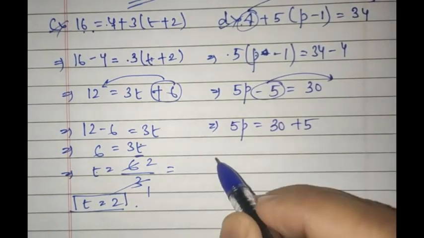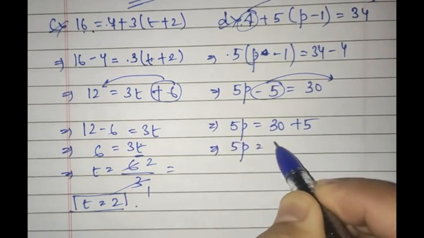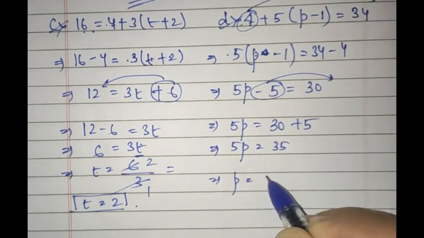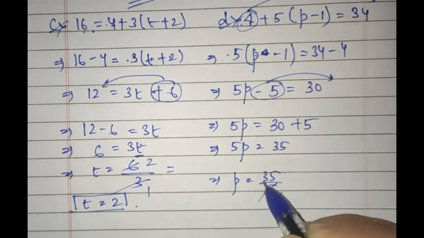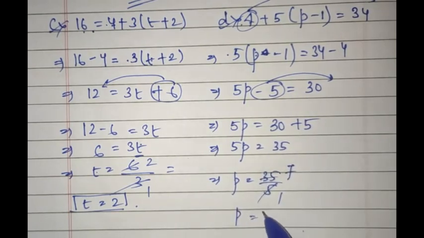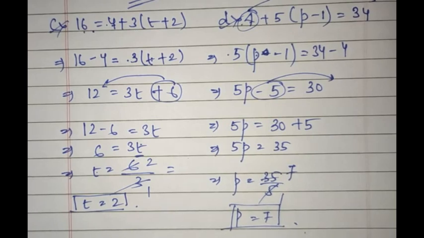Okay, now 5p is equal to 35. p is equal to 35 by 5. 5 1s are 5, 5 7s are 35. Your p value is 7. Okay, I hope you have understood. This one was also the easiest one.